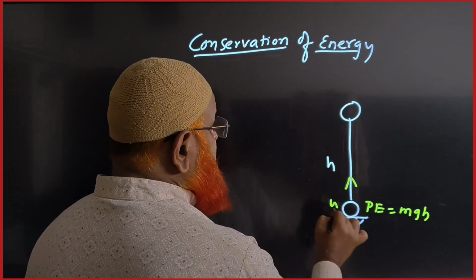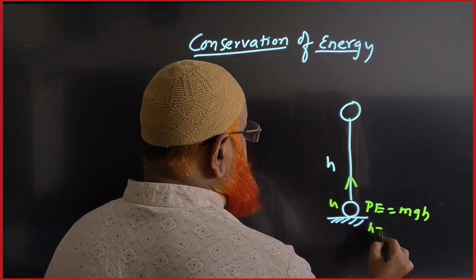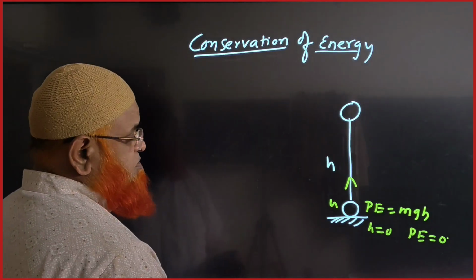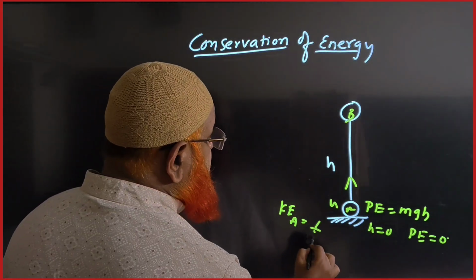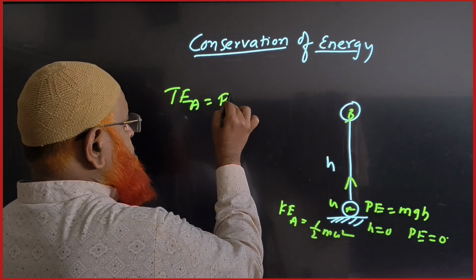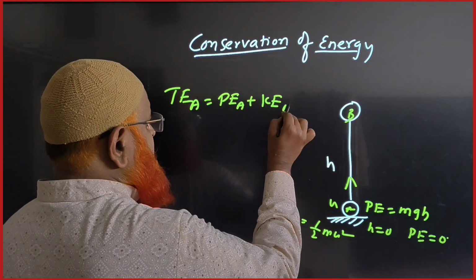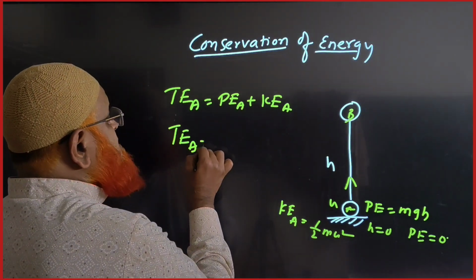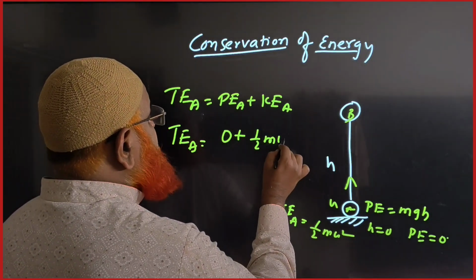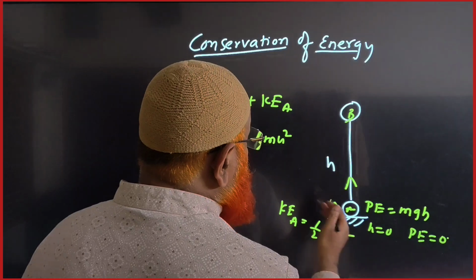You are throwing a ball upward with an initial velocity u. यहाँ पर height is equal to 0. Therefore potential energy is going to be how much? 0. Okay. When you throw a body upwards, potential energy is gained. So the kinetic energy at A is half m u square. So therefore total energy at A क्या हो रहा? Potential energy at A plus kinetic energy at A, which is 0 plus half m u square, because you are throwing a body upward with initial velocity u.